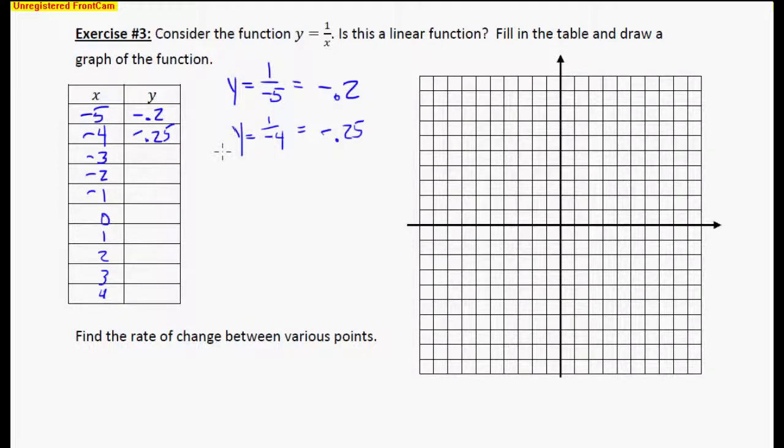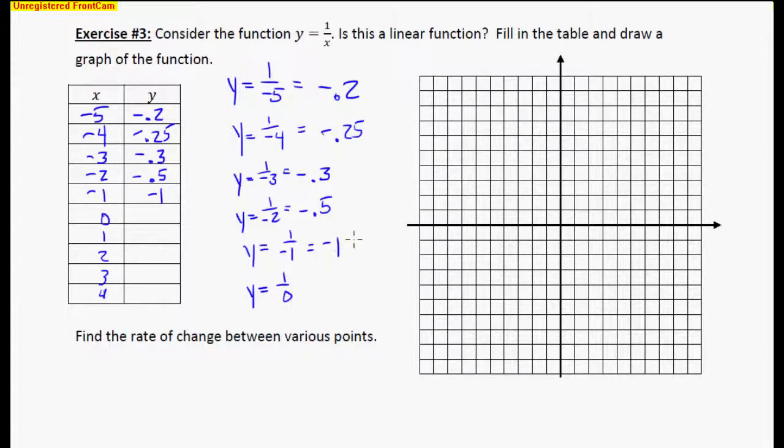All right, let's plug in a -3. That's going to be -0.3 repeating. I'm not going to put the little repeating symbol. I'm just going to round that to the 10th. Okay. And if I plug in a -2, well, that's -0.5. I'm getting somewhere. Stick with me here. Y equals 1 over -1. That's -1. Okay, hey, that's a cool number. I like that number. Okay, now here's the one I want you to see.